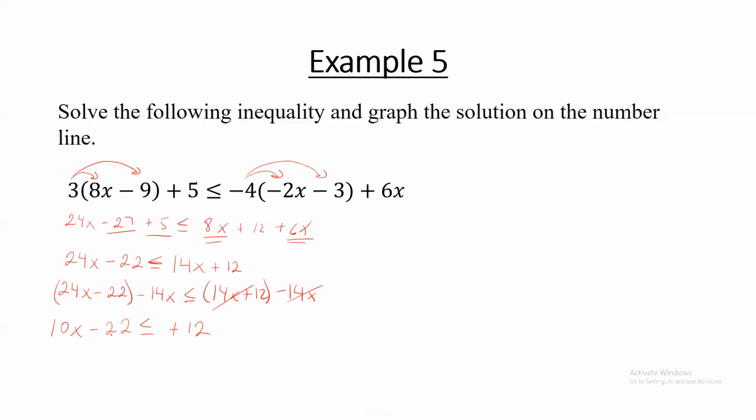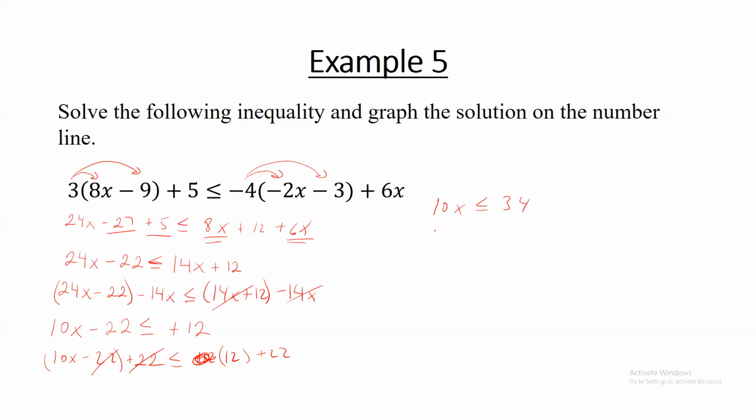Next, we want to undo the subtraction of 22, so we will add 22. Should say 12 plus 22. So the minus 22 and plus 22 will cancel. I'll continue writing this on the other side. We're left with 10x is less than or equal to 12 plus 22 is 34.